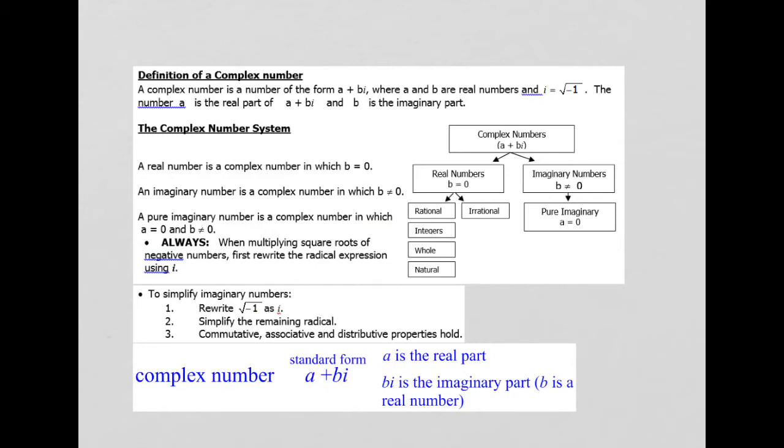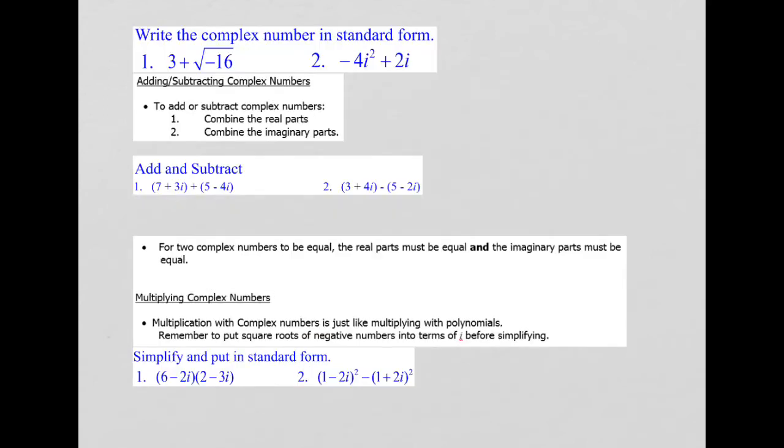Okay, to simplify imaginary numbers, rewrite the square root of negative 1 as i, and simplify the remaining radical. Commutative, associative, and distributive properties hold. Complex number standard form is a plus bi, where a is the real part, bi is the imaginary part, and b is a real number. Okay, we're going to write complex numbers in standard form.